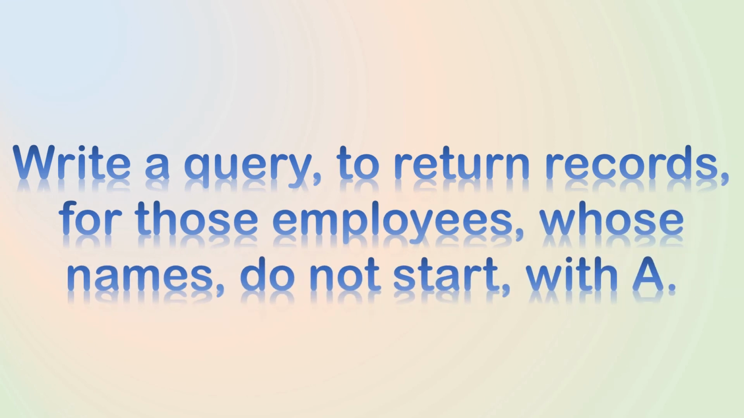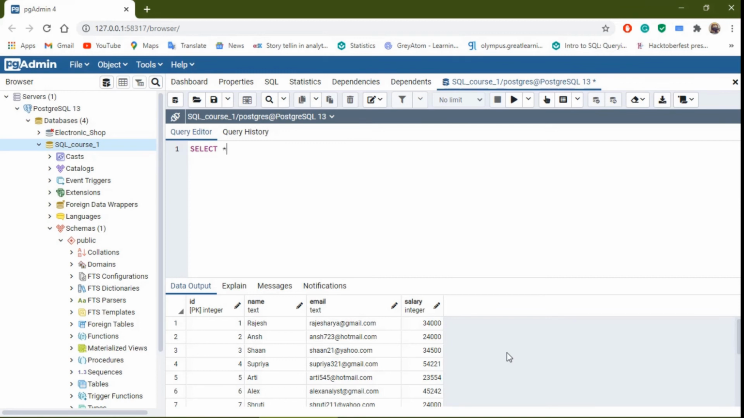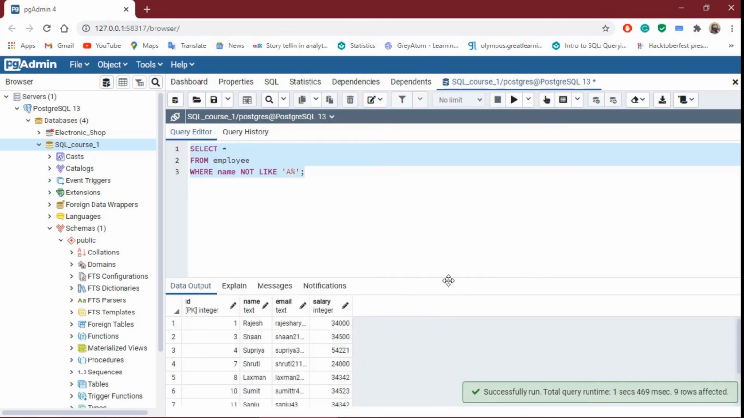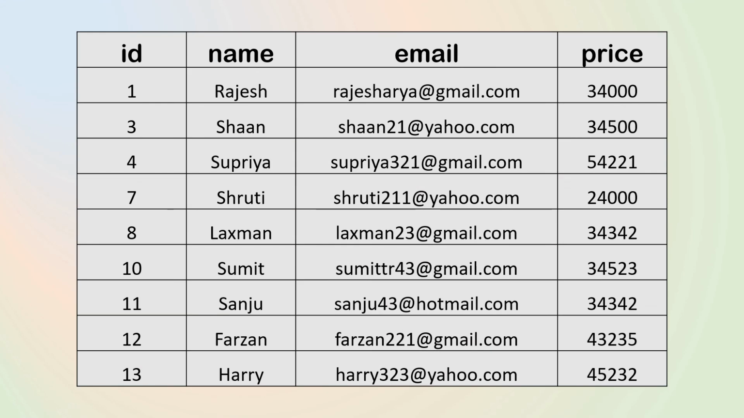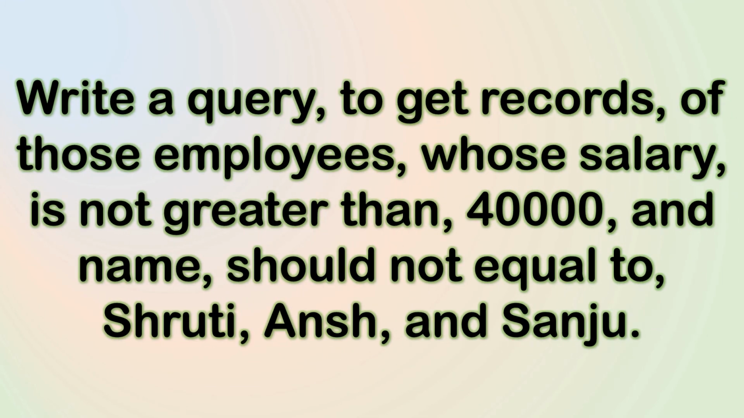Now, let's see examples. The first question is, write a query to return records for those employees whose names do not start with A. So, you saw, in the result of the first question, we get only those names that do not start with A. Our second question is, write a query to get records of those employees whose salary is not greater than 40,000 and name should not equal Shruti, Ansh, and Sanju.